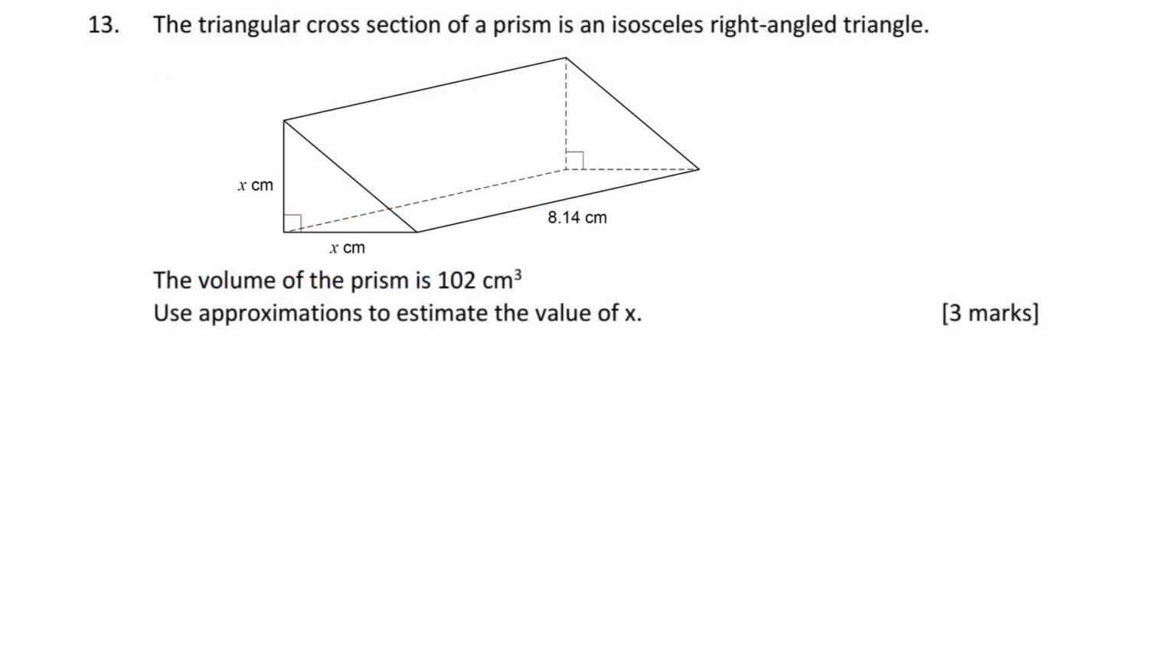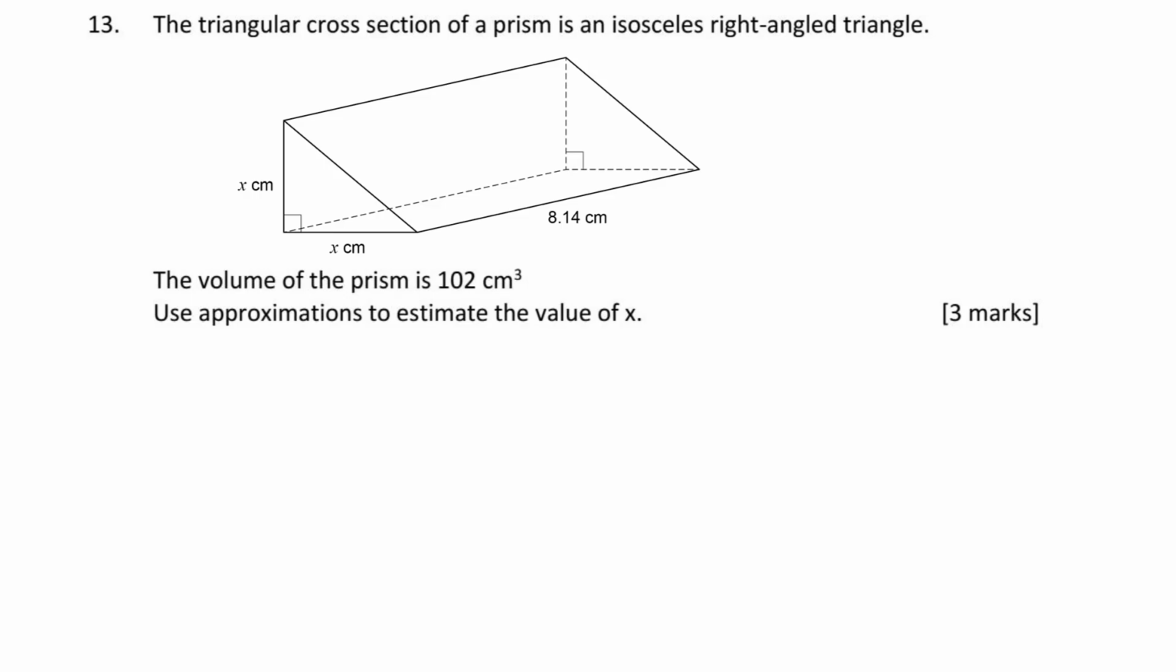Question 13. The triangular cross-section of a prism is an isosceles right-angled triangle. The volume of the prism is 102 centimeters cubed. Use approximations to estimate the value of x. You must show your working.